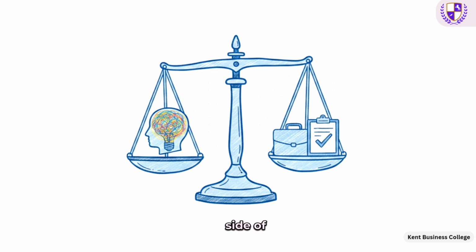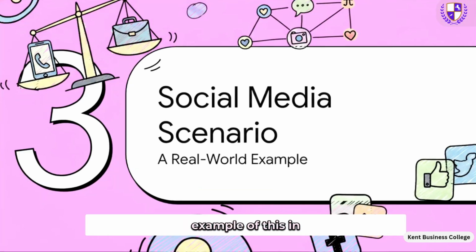But look at the other side of the scale, professional conduct. Having autonomy doesn't mean you can just do whatever you want without accountability. You still have to align your decisions with the organization's goals and stick to strict ethical standards. It's a constant, dynamic balancing act between being brilliantly you and being a reliable representative of your employer. Let's look at a practical example of this in Section 3, the social media scenario.